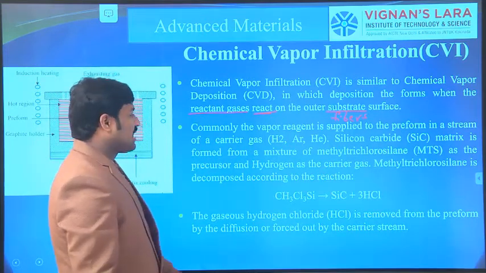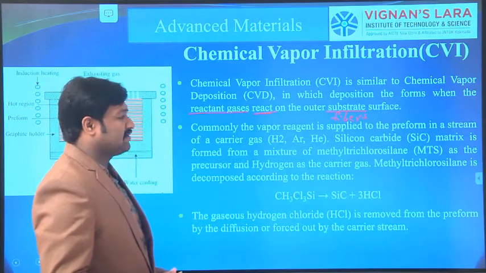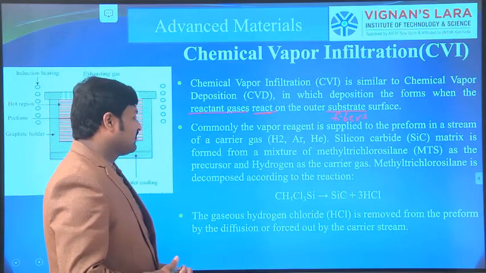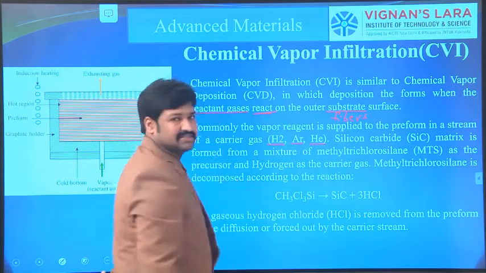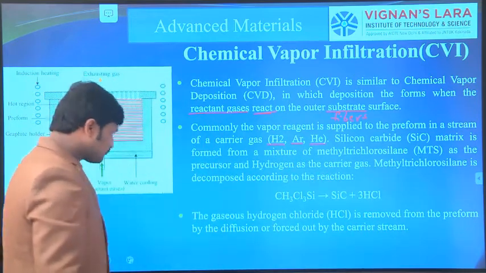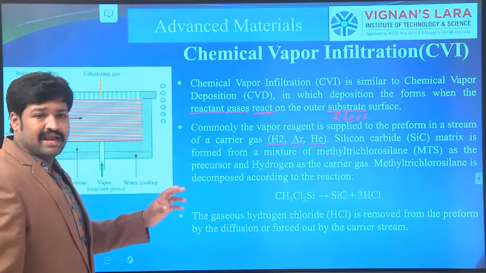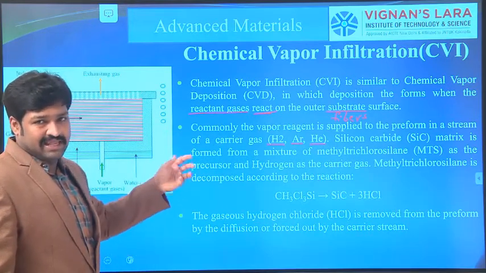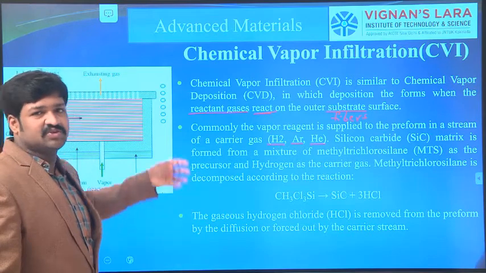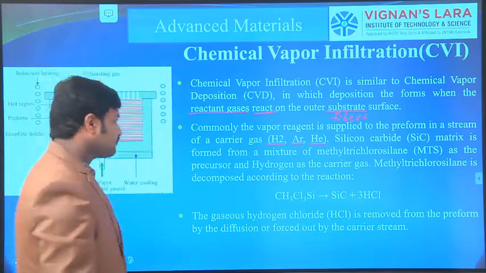Next, commonly the vapor reagent is supplied to the preform in a stream of carrier gas: hydrogen, H2 gas, argon or helium gas. Along with these reactant gases, we are using carrier gases also. These carrier gases carry the reactant gases towards the reinforcement material.